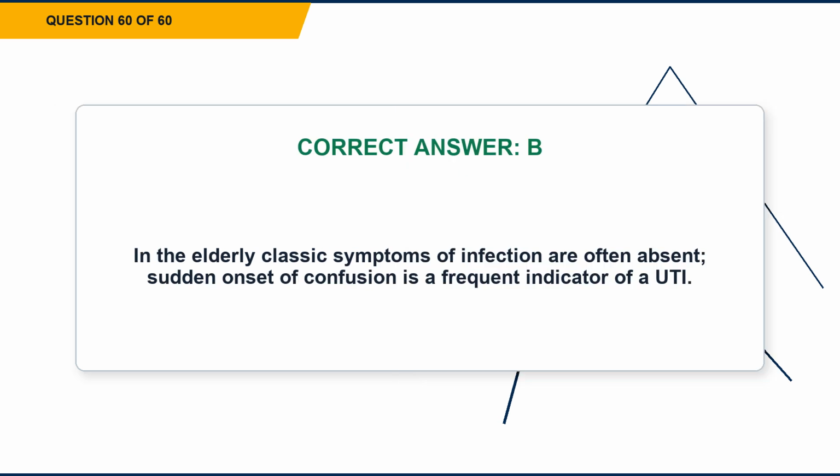Explanation: in the elderly, classic symptoms of infection are often absent. Sudden onset of confusion is a frequent indicator of a UTI.